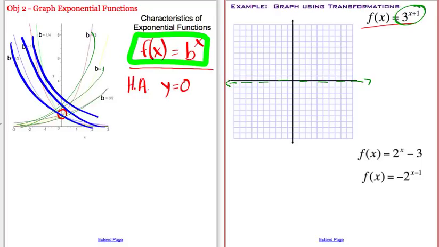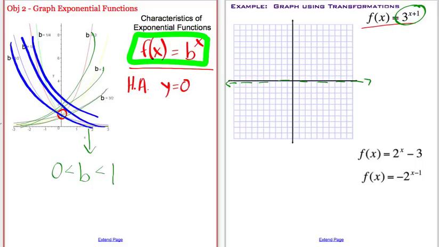So with these functions, we have an interesting characteristic of when they go down and when they go up. Maybe you did or did not notice this, but the blue ones all have b values that are smaller than 1, but of course bigger than 0. They were all fractional values. This b up here was 1/4. The other b was 1/3 and 1/2. They all had b values that were smaller than 1. The b values for the other ones were when b was greater than 1.